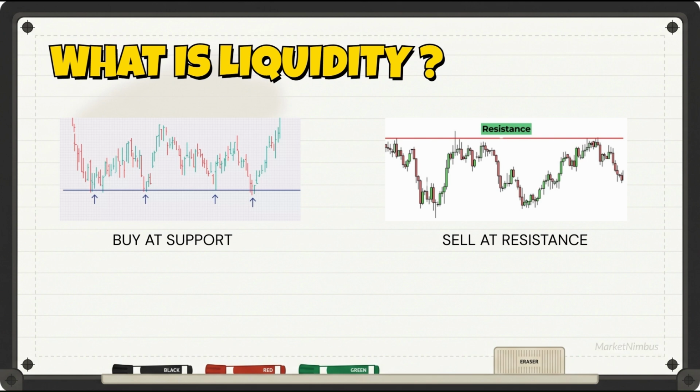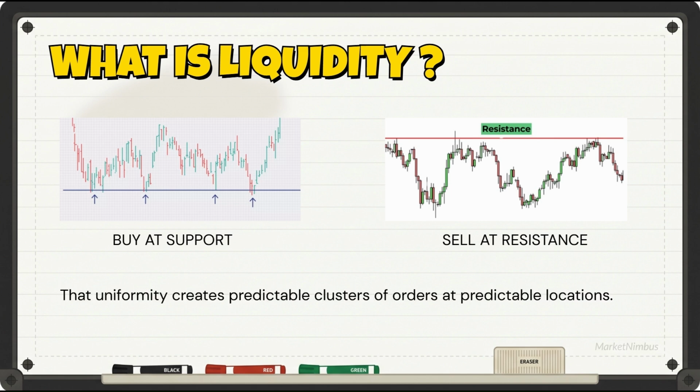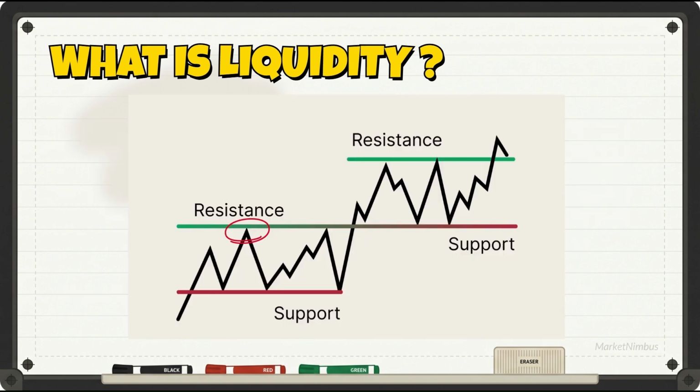Millions of retail traders learned the same playbook: buy support, sell resistance, put stops beyond the nearest swing point. That uniformity creates something powerful: predictable clusters of orders at predictable locations. Stop losses above swing highs, stop losses below swing lows, buy stops above resistance, sell stops below support. That stacking of orders is liquidity.